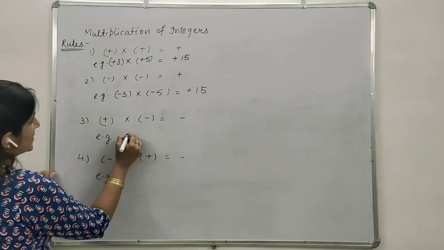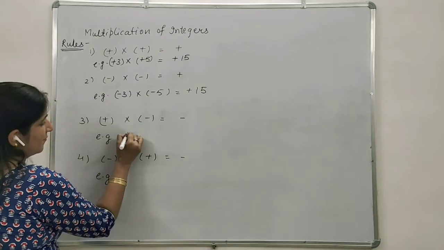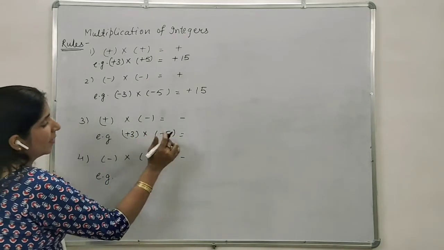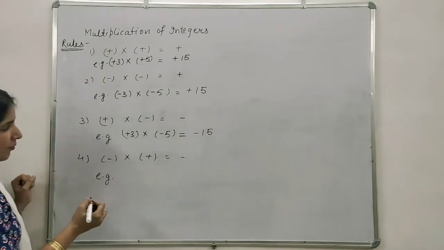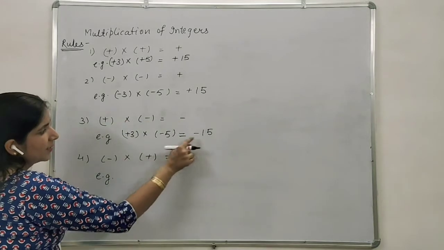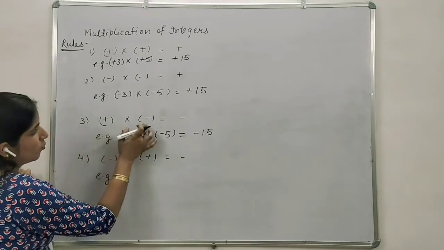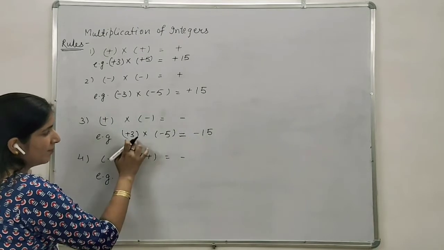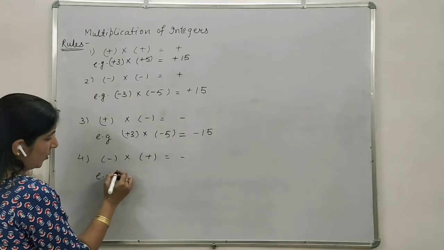Okay? Now next, if one integer is positive, suppose plus 3 multiplied with negative 5, then what will be the answer? The answer here will be minus 15. Okay? Positive times negative equals negative. So the negative comes here. Obviously it is one negative, any one negative sign is here. So the answer will be normal multiplication and the single sign, meaning the negative sign, will come.